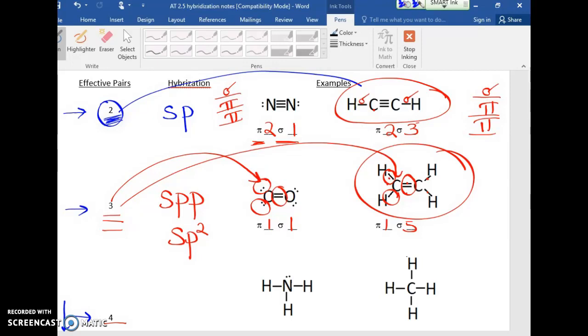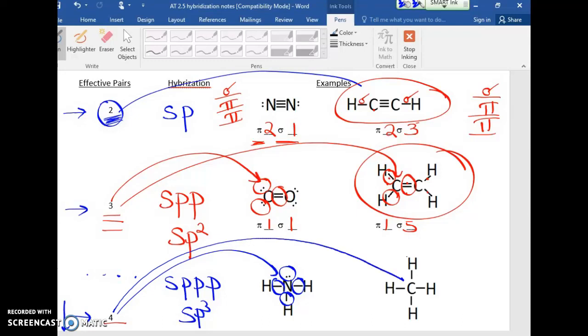If I have 4 effective pairs, that means I took a total of 1, 2, 3, 4 orbitals. I took an s, a p, a p, and a p, and I put them in the hybridizing blender, and I made something called sp3. So that means if I have 4 effective pairs, one of them is this non-bonding domain. Then I have 1, 2, 3, 4. That's the 4. On this molecule, that carbon has a single bond, single bond, single bond, single bond. That's 4 effective pairs. Let me scroll down.